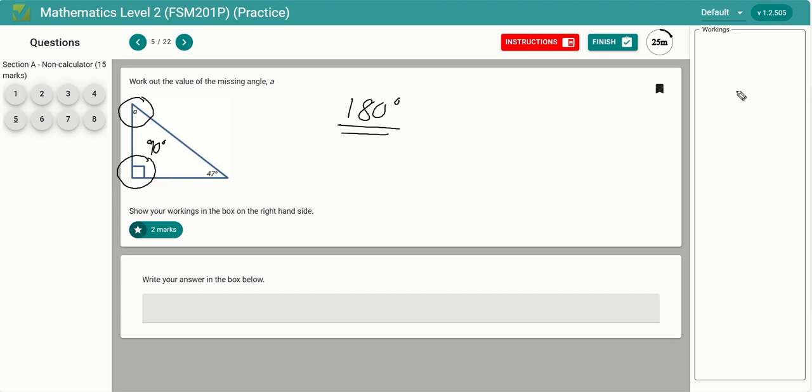So how many degrees have we got accounted for? We've got a 90 and a 47. Add those together. I've got 0 plus 7 is 7. 9 plus 4 is 13. So 137 degrees out of the total 180.